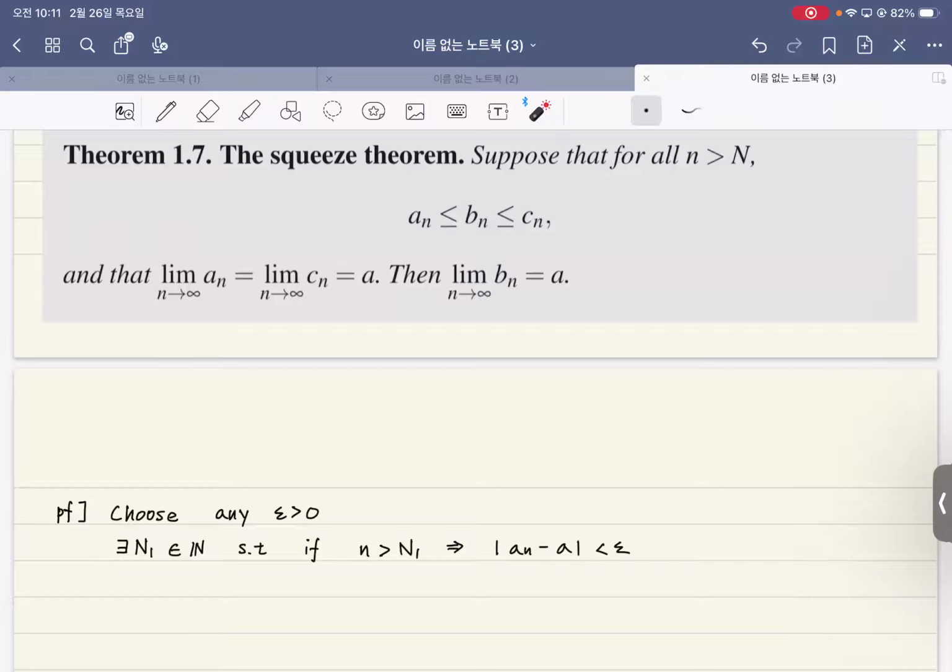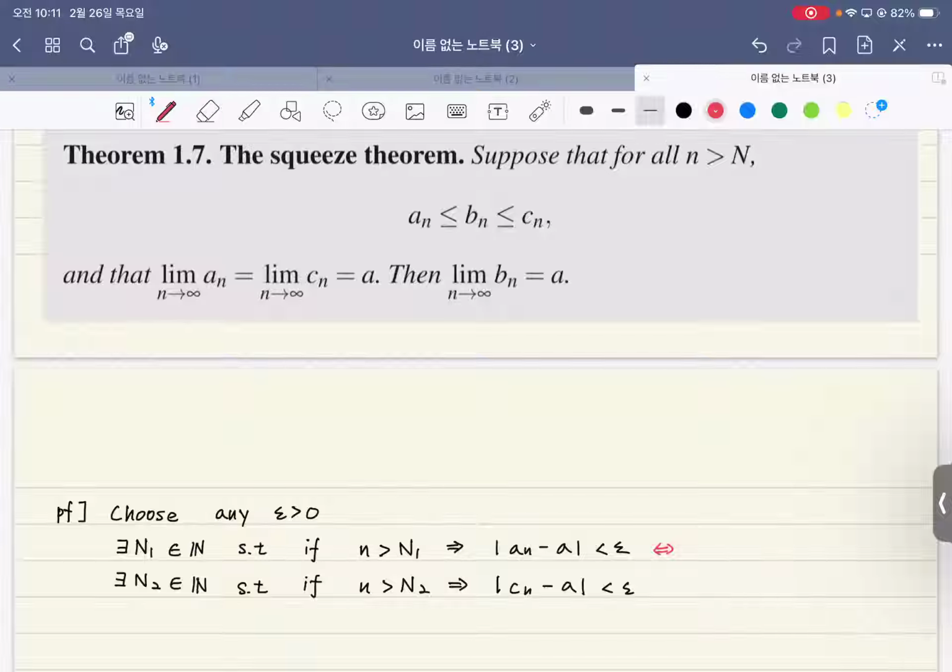The same thing is true for the other sequence cn. So I can find another positive integer N2 such that if n is greater than N2, then |cn - a| is less than epsilon. Okay, good. But this time, I will try to rephrase these two inequalities as a minus epsilon and a plus epsilon.